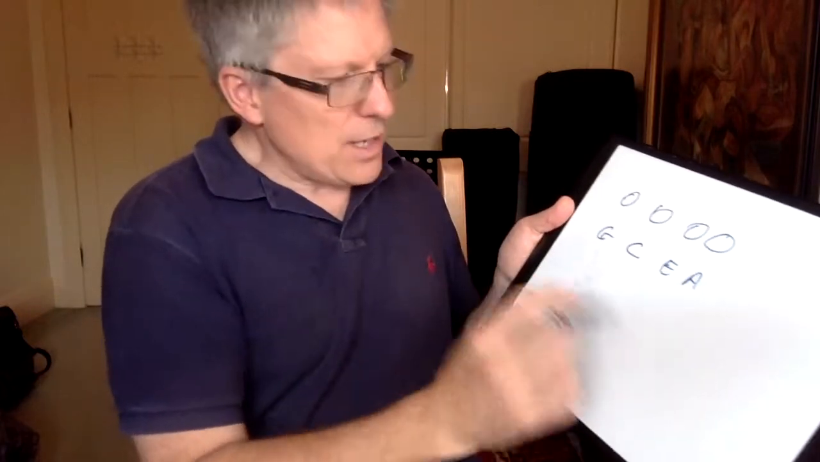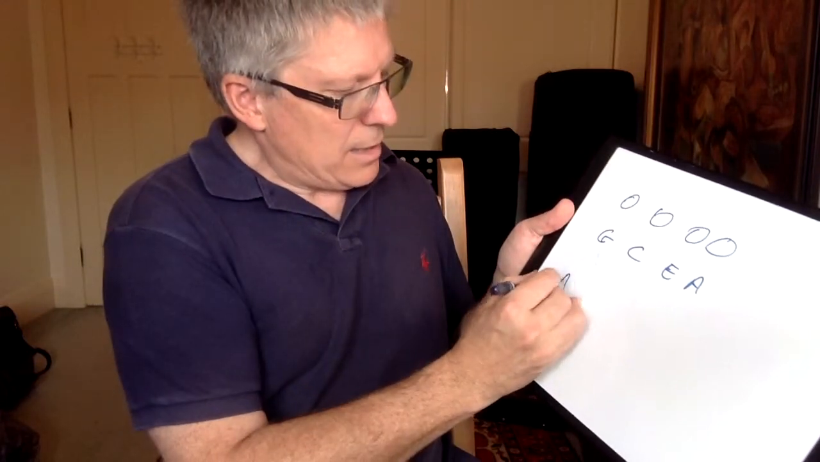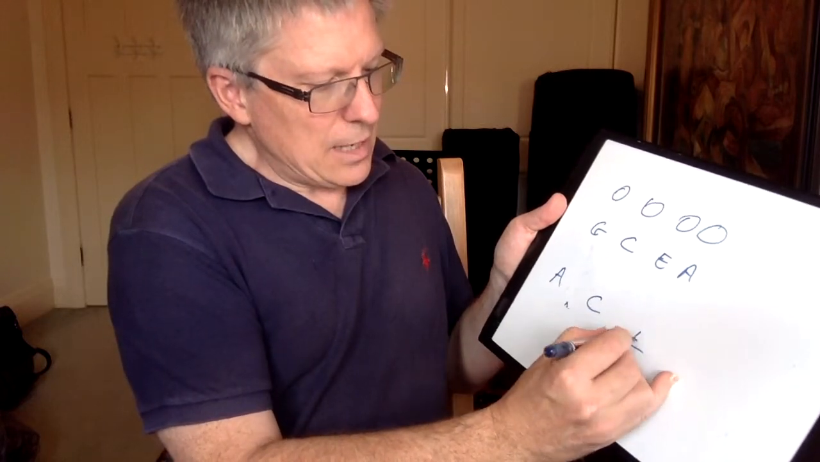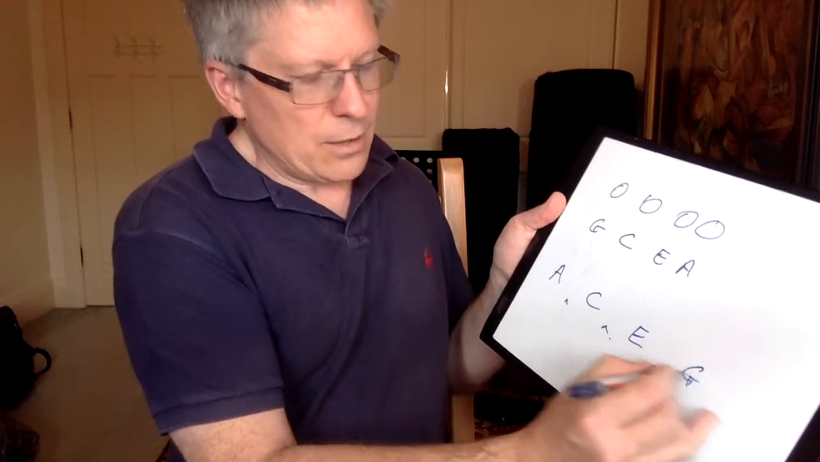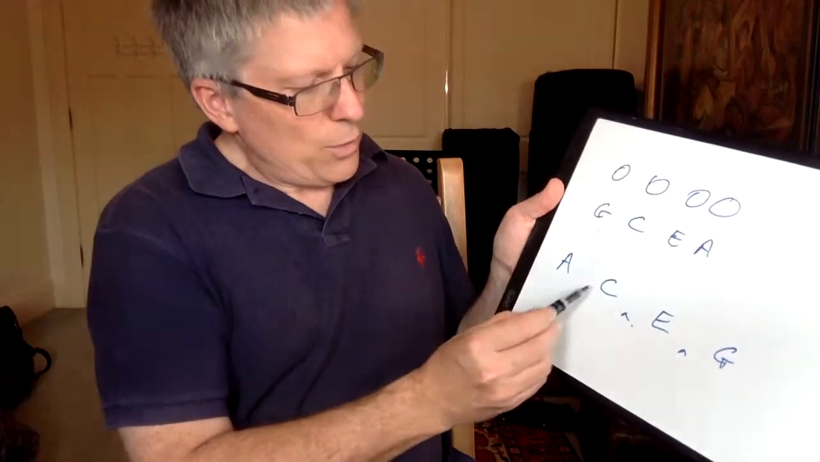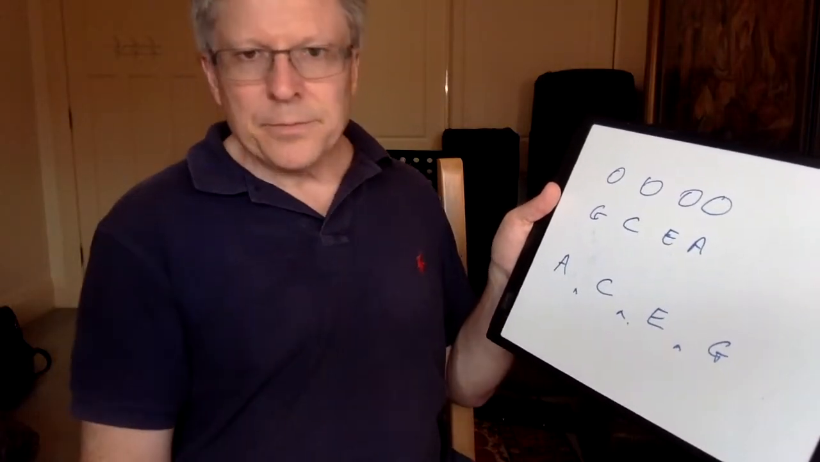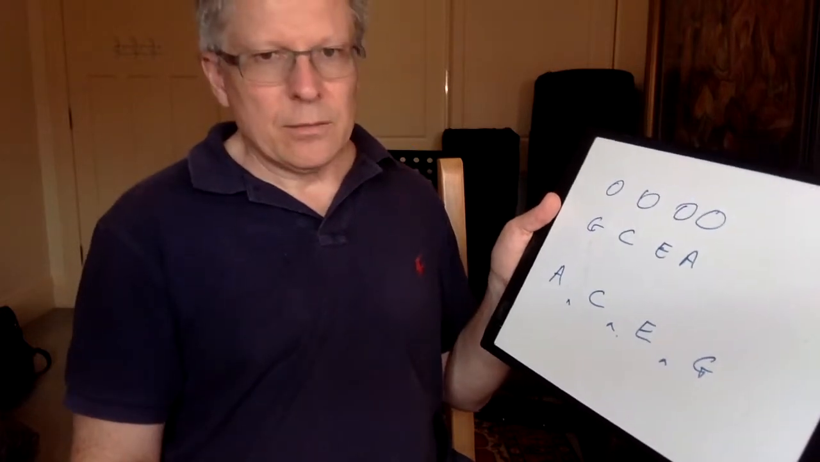Let's rearrange these in alphabetical order. We have A, no B, C, no D. We have an E, no F. We have a G. 1, 2, 3, 4, 5, 7. 1, 3, 5, 7. Exactly the same structure.